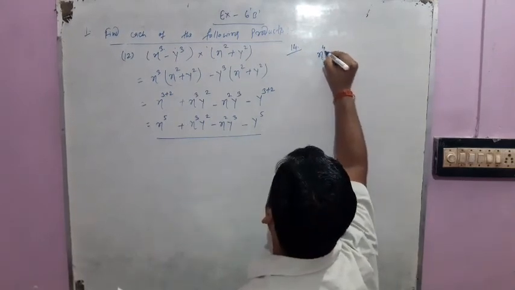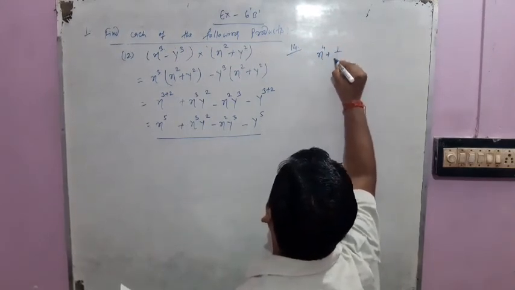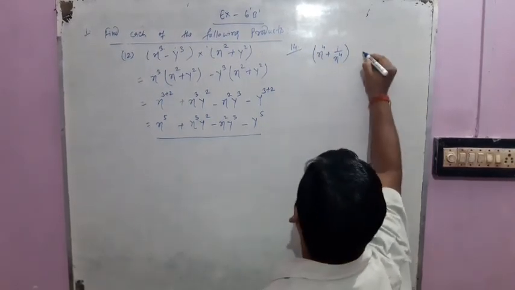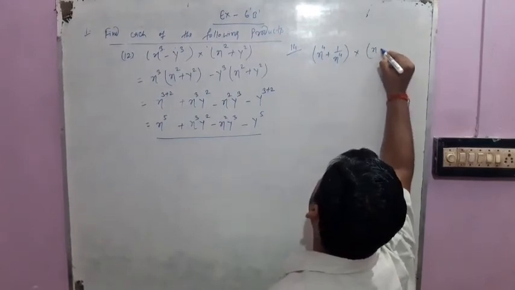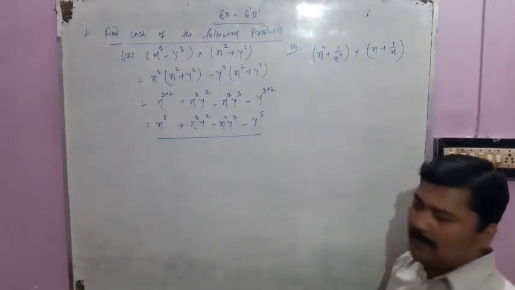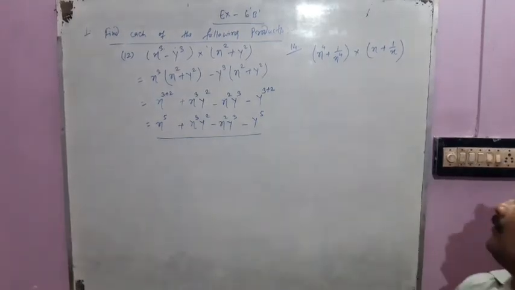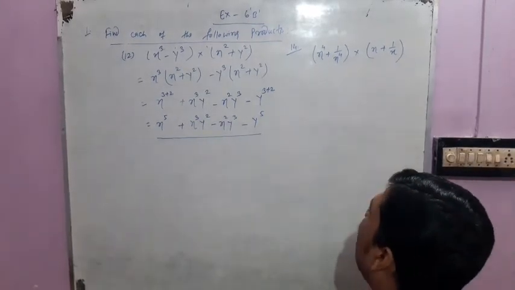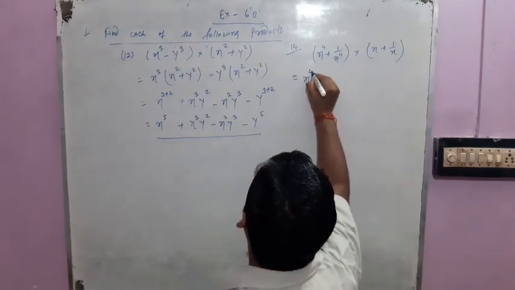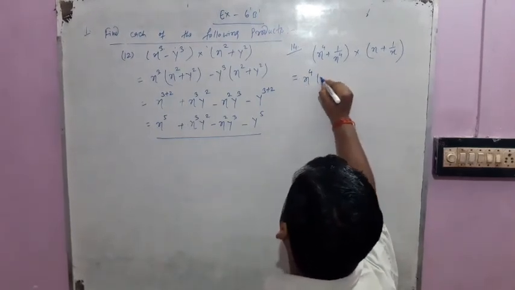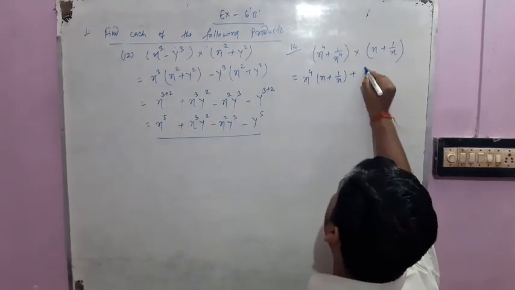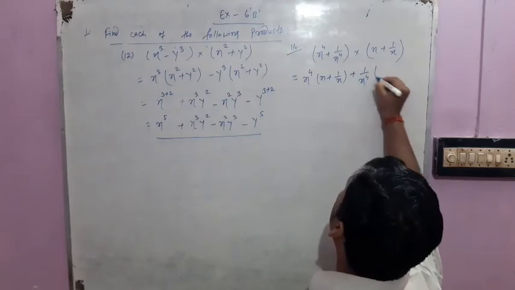One more question, students, we have to look here, question number 14. x to the power 4 plus 1 by x to the power 4 multiplied with x plus 1 by x. We are going to multiply x to the power 4 plus 1 by x to the power 4 with x plus 1 by x. Again, students, first we multiply x to the power 4 with this x plus 1 by x, and then 1 by x to the power 4 we multiply with x plus 1 by x.